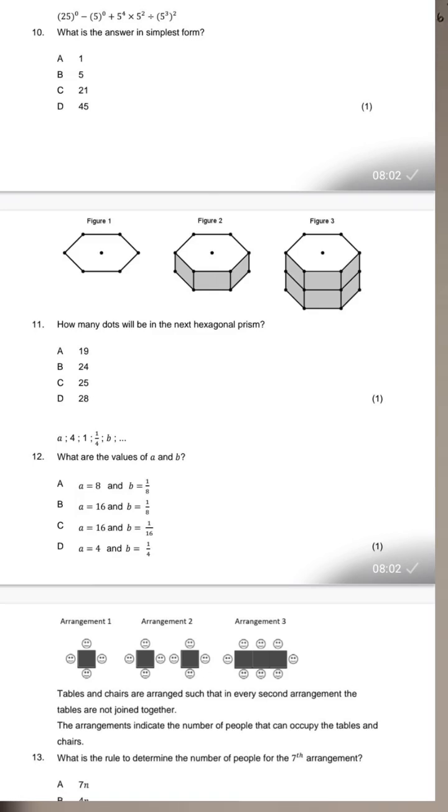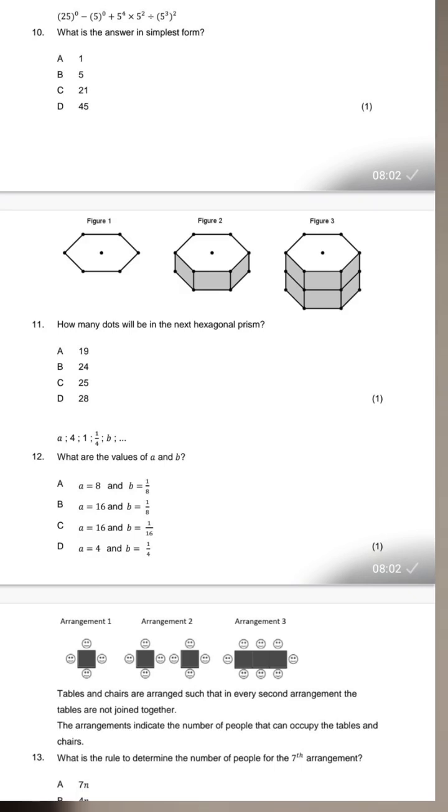and lines. So now question 11 says, how many dots will be in the next hexagonal prism? All right, so let's look first at figure 1 and try and count how many dots we have for each figure. That's where we need to first start. So if we look at figure 1, how many dots are in figure 1? Because we need to write down a pattern based on the figures that we have. So figure 1, the picture 1 there that we have, how many dots do we have? I'm sure you can count those.